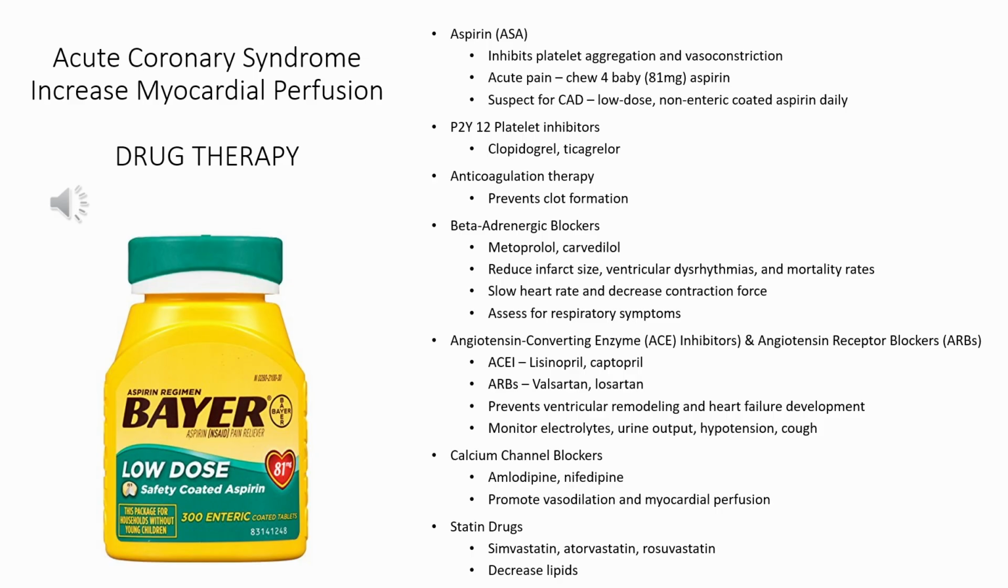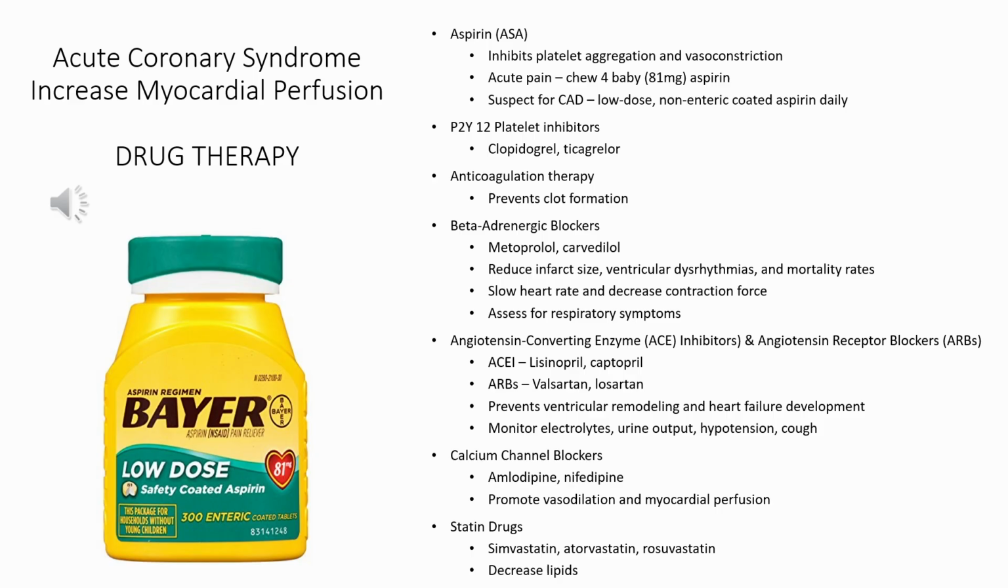So first and foremost is aspirin. This is a staple in ACS management. It inhibits platelet aggregation and vasoconstriction, which prevents clot formation. If a patient presents with acute chest pain, they need to chew 4 baby aspirins, each is 81 milligrams, for a total dose of 325 milligrams. This helps to quickly reduce clot formation. For long-term prevention, though, patients with coronary artery disease need to take a daily, low-dose, non-enteric coated aspirin.